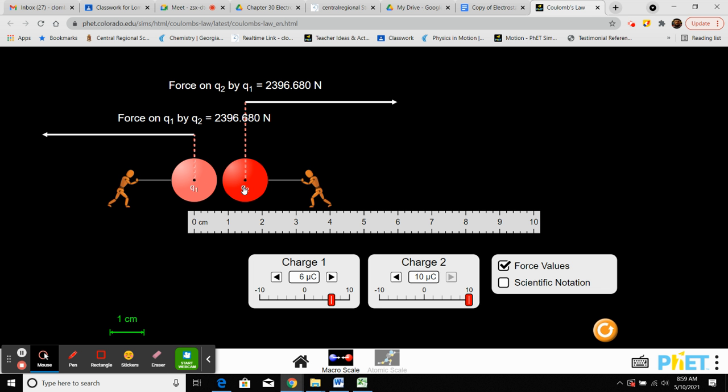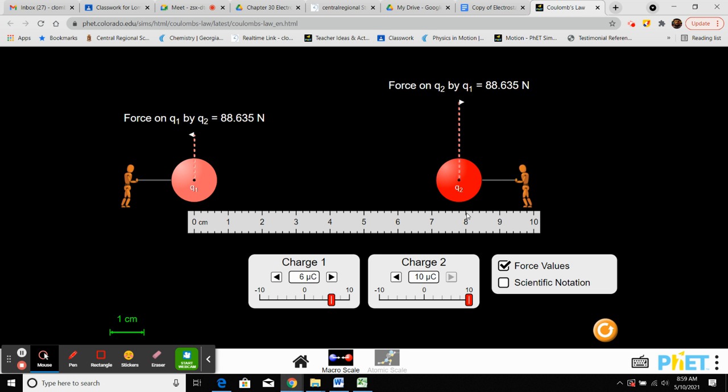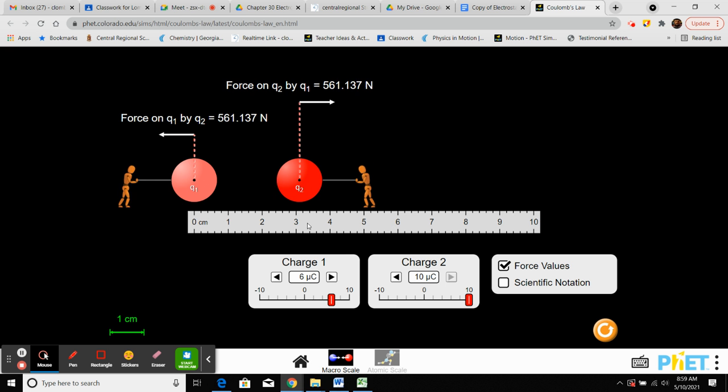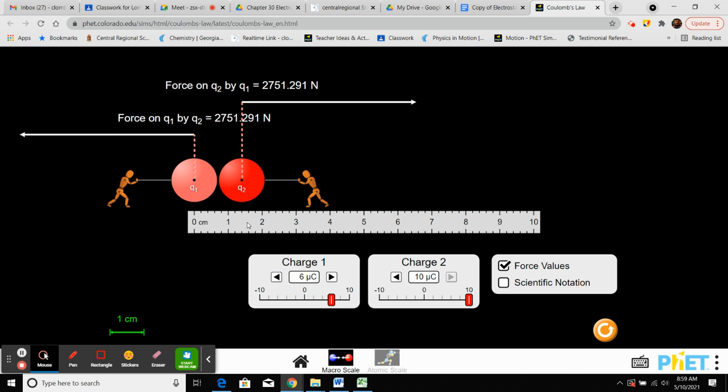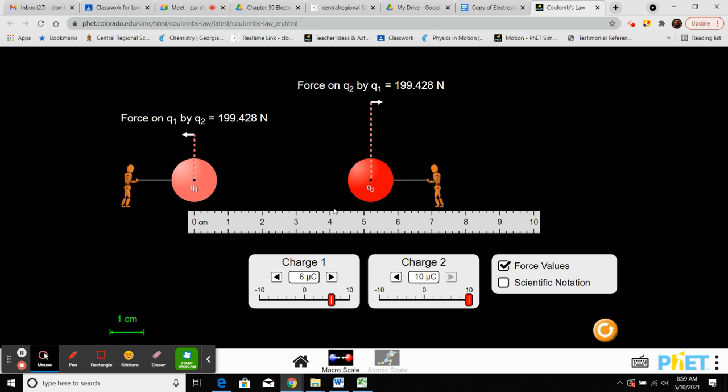It increases. Does it increase at roughly the same rate? No. When did it really start increasing? When we started getting to 5. Over here it increased by a couple, it increased by a little bit more, and then all of a sudden it's like, whoa. So you understand the idea that distance has a dramatic effect on the force between them.